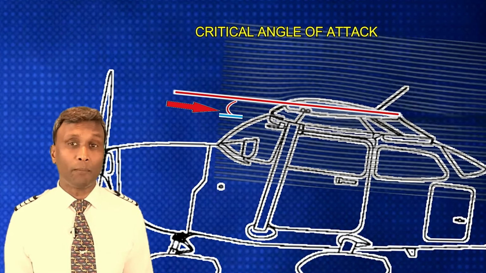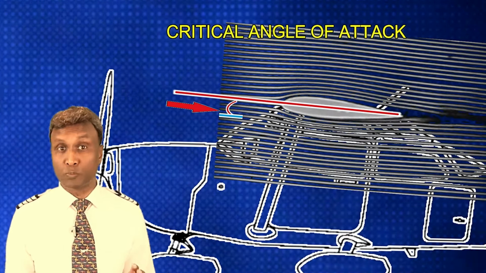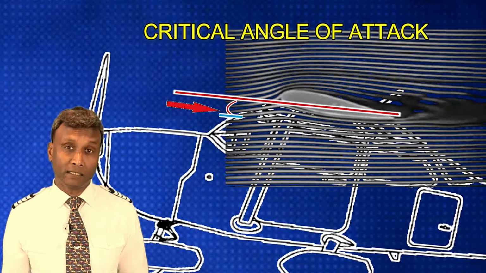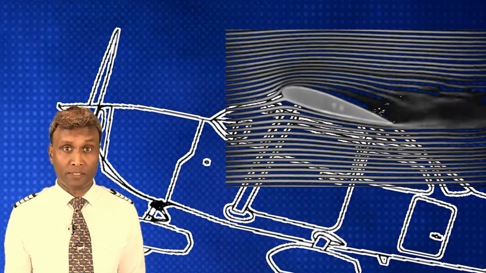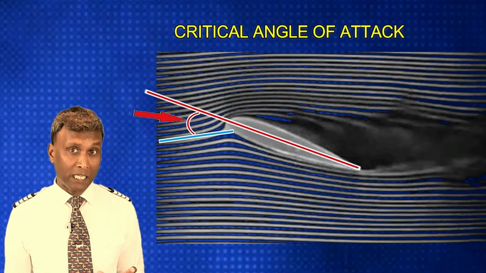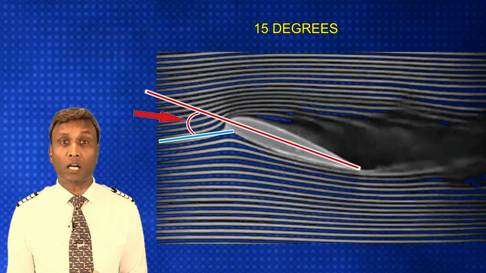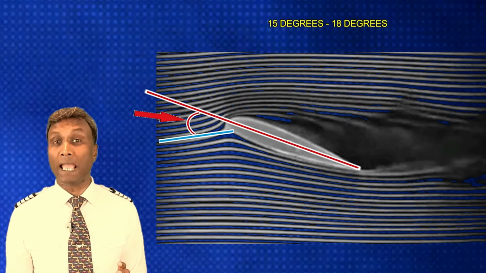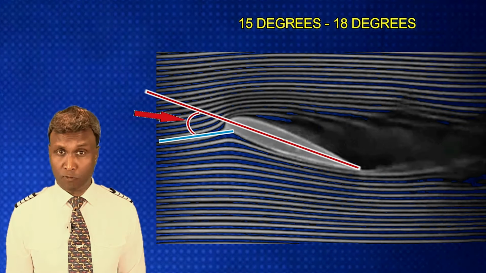One big factor is exceeding the critical angle of attack. That's an angle of attack above which the air can't flow smoothly over the wing. Exceeding this critical angle causes the airflow over the wing to become turbulent and separate from the surface. This disruption in airflow reduces lift production, causing the stall. The critical angle or stalling angle of attack is typically around 15 degrees to 18 degrees for many airfoils.